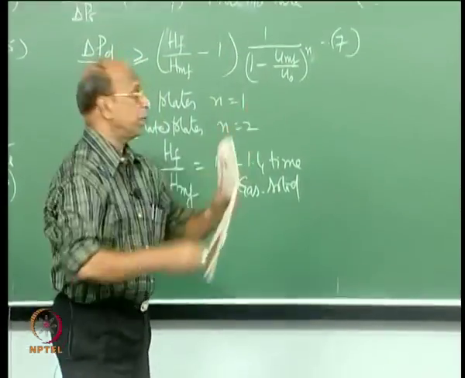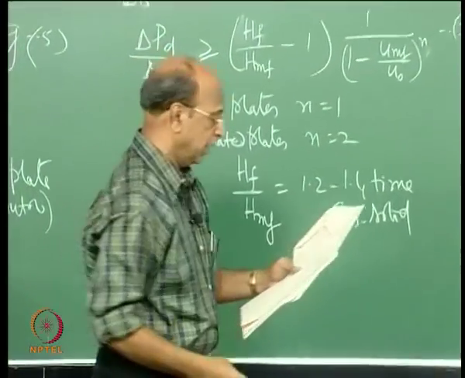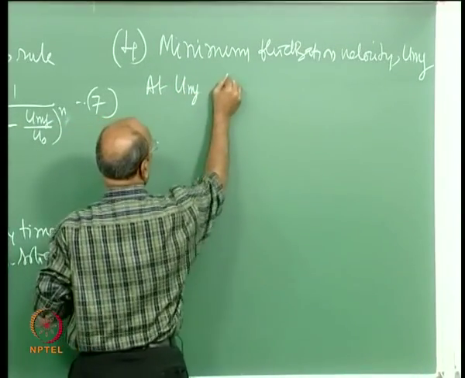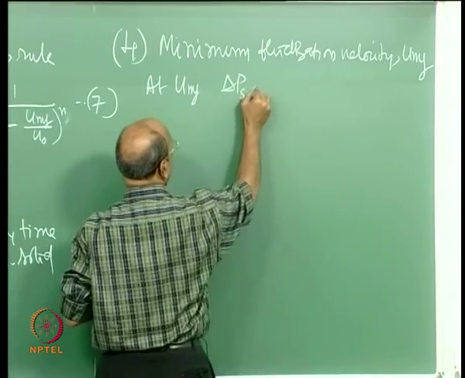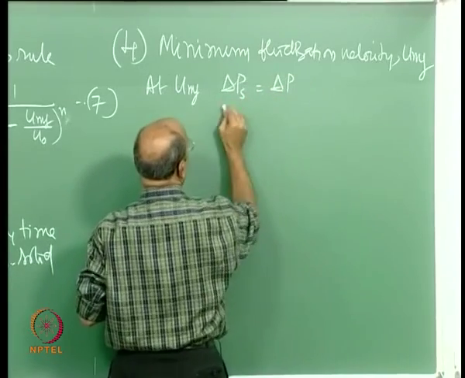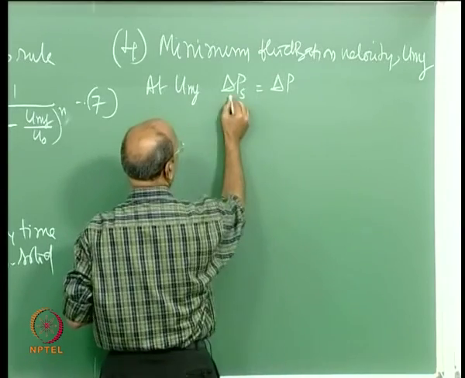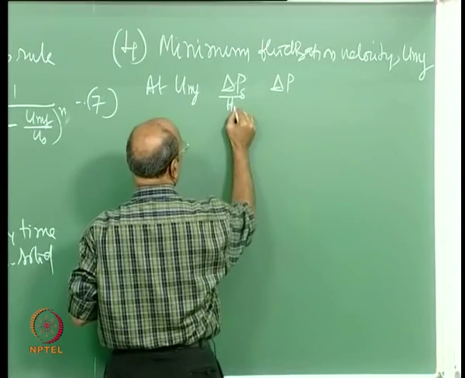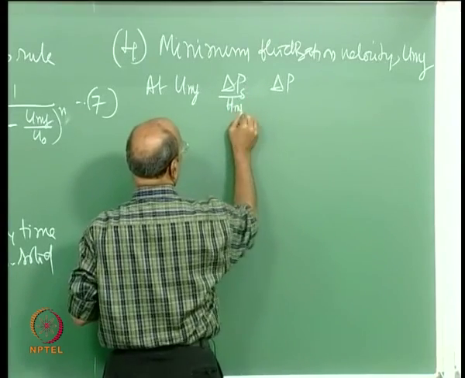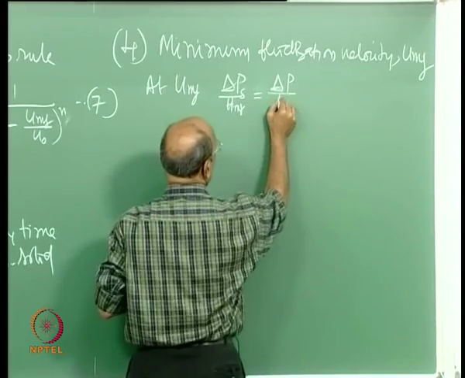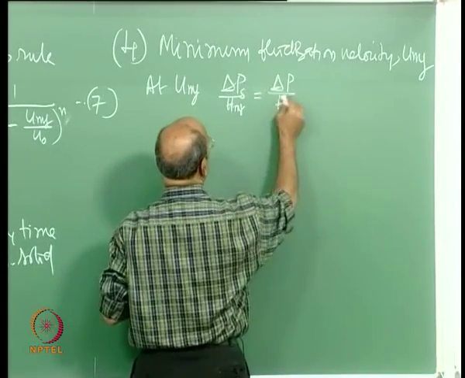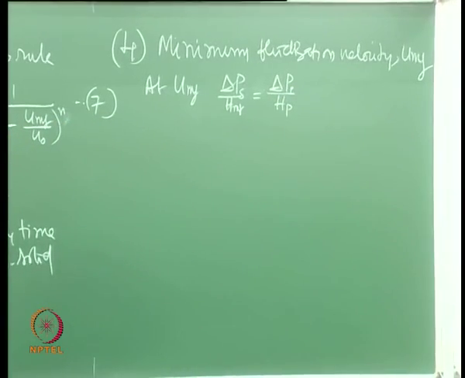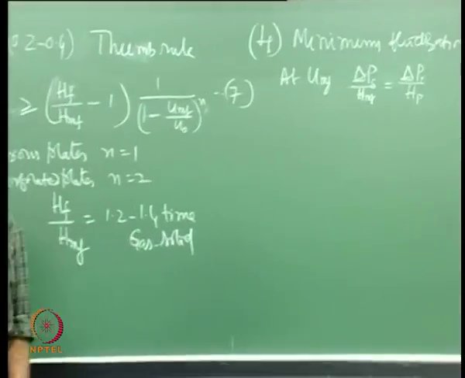So, I think it is unfair maybe to ask you to remember the Ergun's equation. So I will just draw here at UMF, delta P s equal to delta P. This also I can write per unit length, HMF, HP, packed bed, at a minimum fluidization velocity. Of course, we are taking HMF equal to HP at that point.